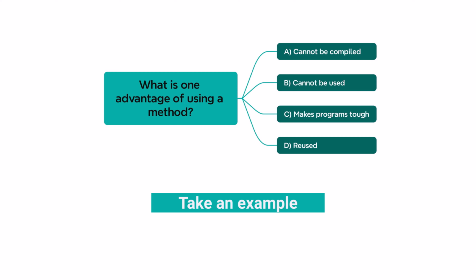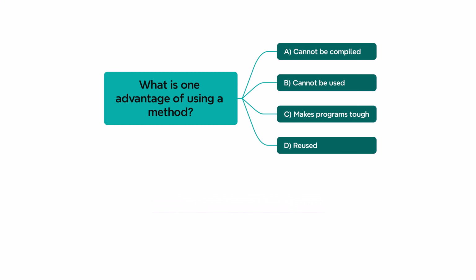Take an example: a method calculating the area of a circle. Instead of writing the formula every time it's needed, developers can create a single method and reuse it across the application. This not only saves time, but also reduces errors.